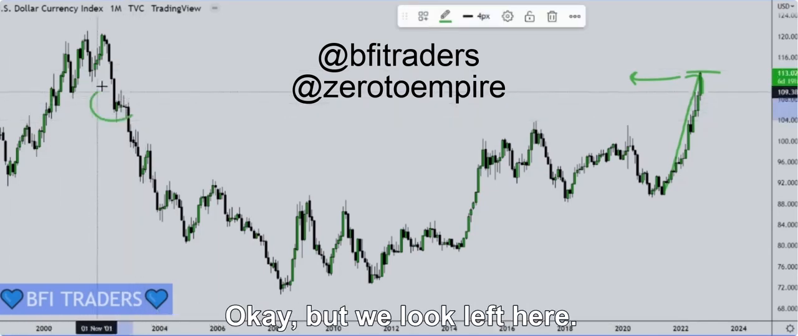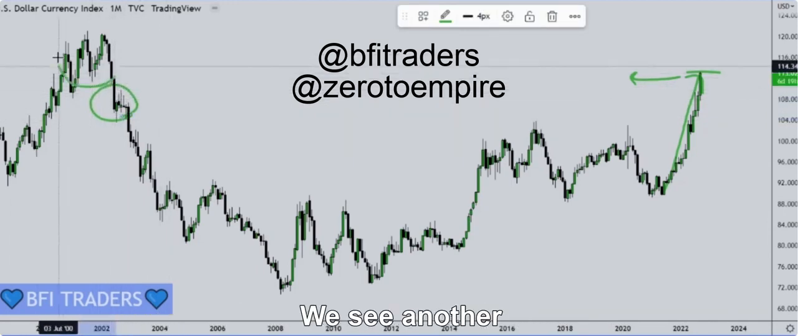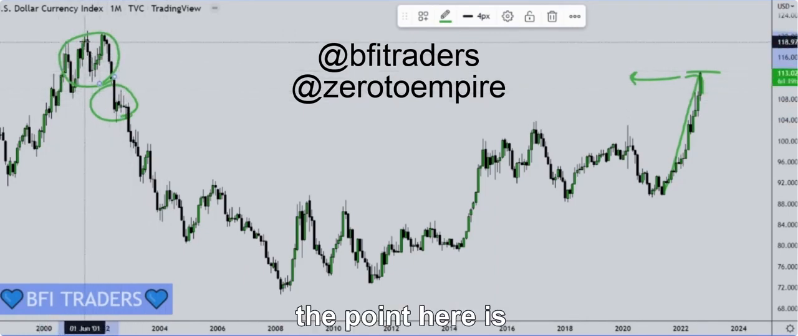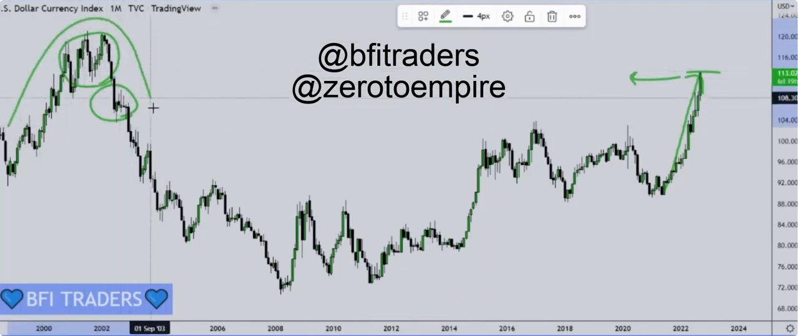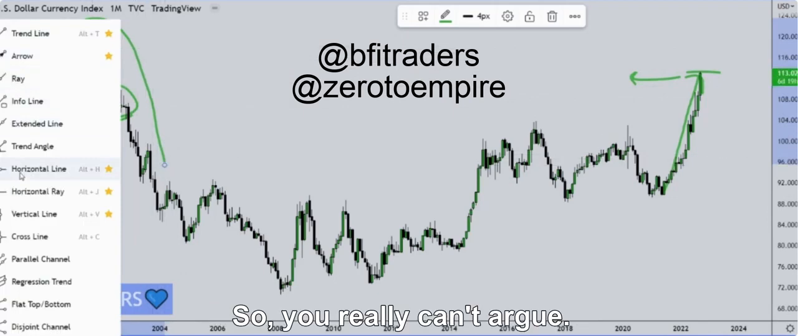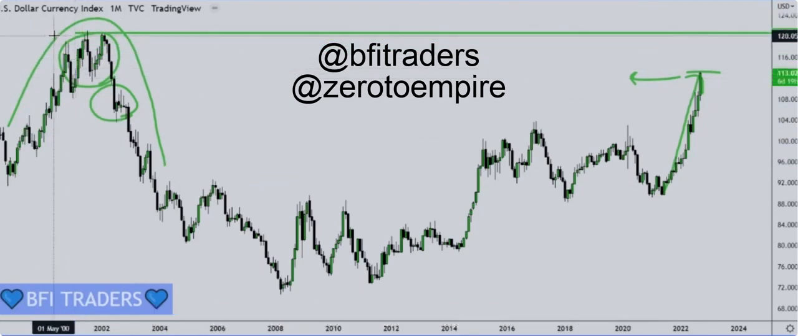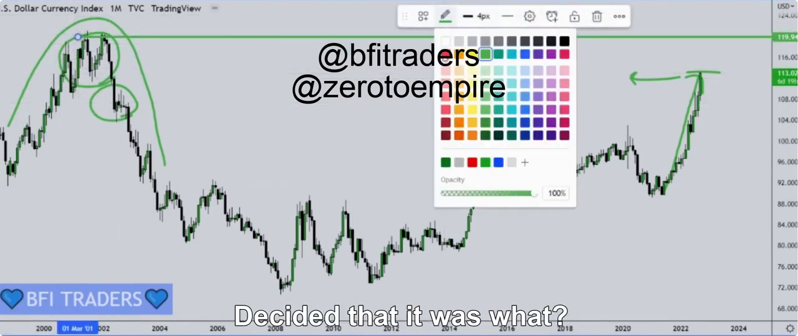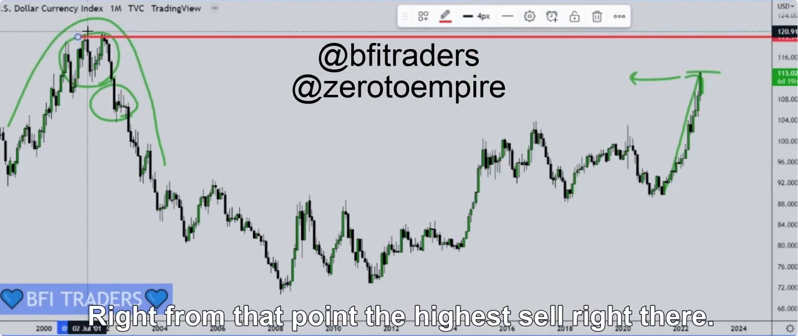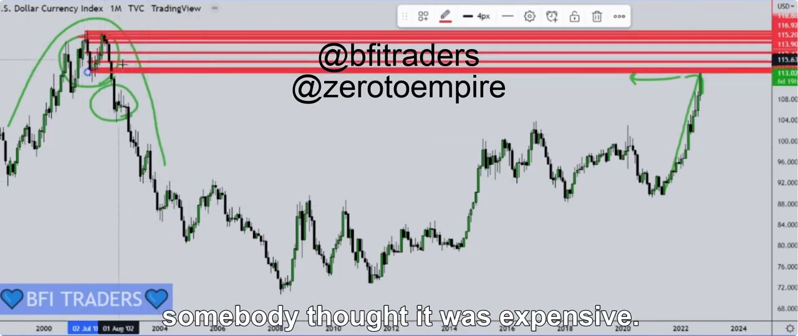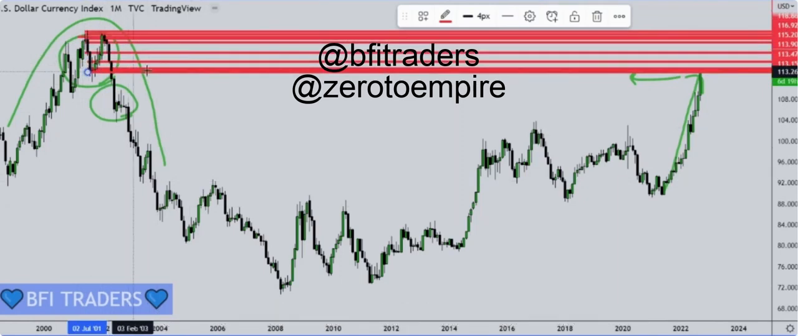Okay, but we look left here. We see a cluster here. We see another cluster of candles, but the point here is there was a U turn made here. So you really can't argue that these prices, somebody important decided that it was what? Right from that point, the highest sell right there all the way down. Obviously, where it made the U turn, somebody thought it was expensive.